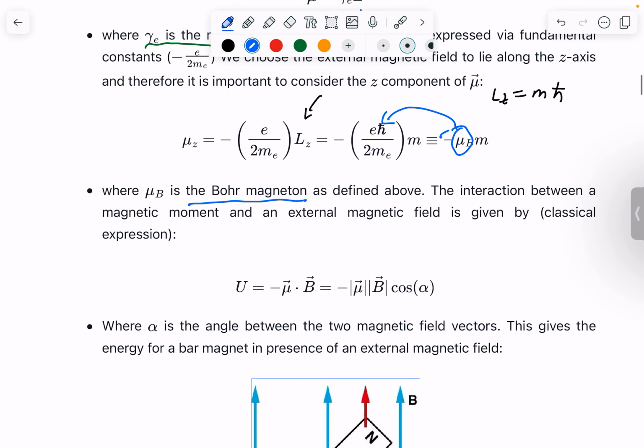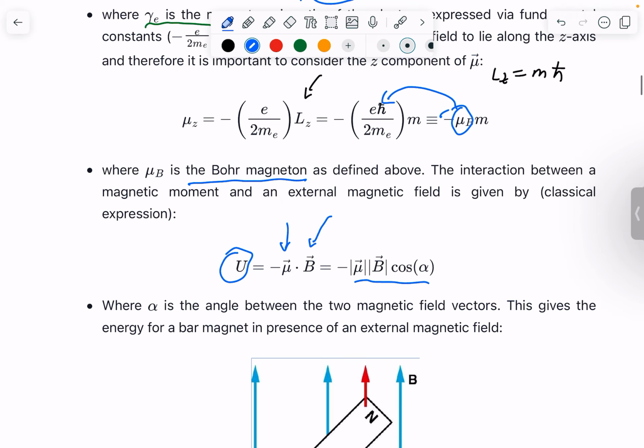The interaction energy between two vector objects is described by a scalar product, a dot product, between a magnetic moment and some external magnetic field. If you take a dot product of these two vectors, it gives you a scalar, which is the energy of interaction. This is from linear algebra: the dot product of vectors is the product of magnitudes times the cosine of the angle. So if these are perfectly aligned, the interaction is going to be strong, and if they are perpendicular, there is no interaction.